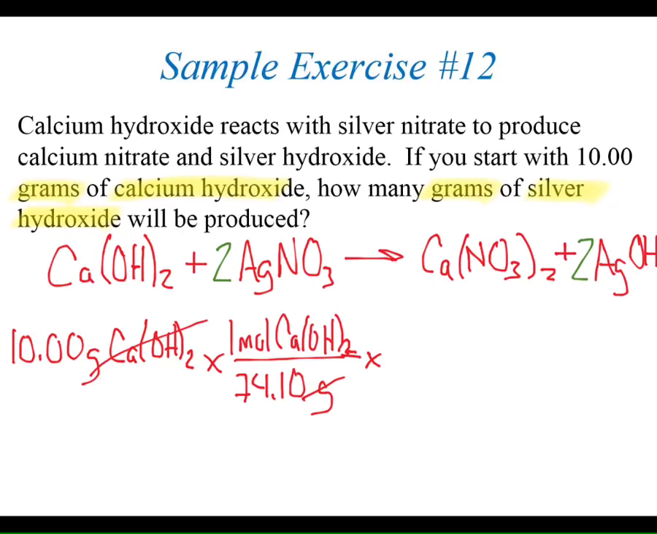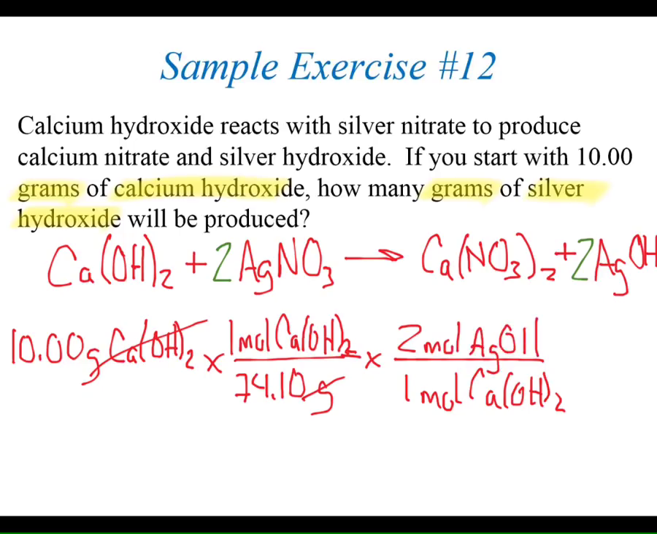Okay, so now I'm in moles of calcium hydroxide, but I have to relate calcium hydroxide to silver hydroxide. So I do that out of my balanced equation. So how do I relate calcium hydroxide to silver hydroxide? Yeah, mole ratio. What's the relationship? For every 1 calcium hydroxide, I make 2 silver hydroxides, right? So I'm going to put the calcium hydroxide on the bottom, 1 calcium hydroxide to 2 silver hydroxides. Okay, moles calcium hydroxide cancels.